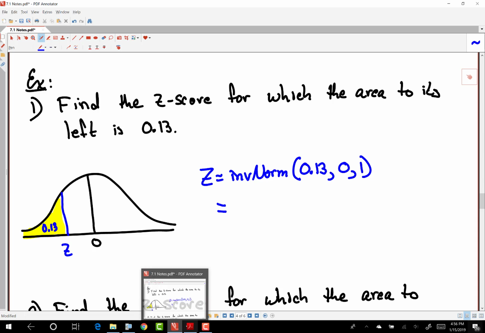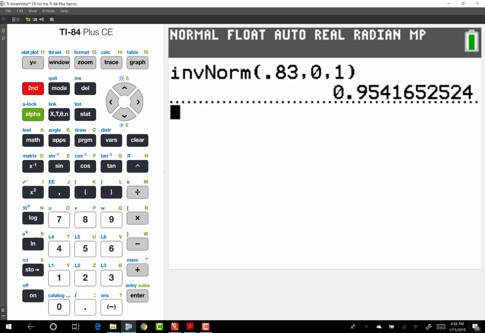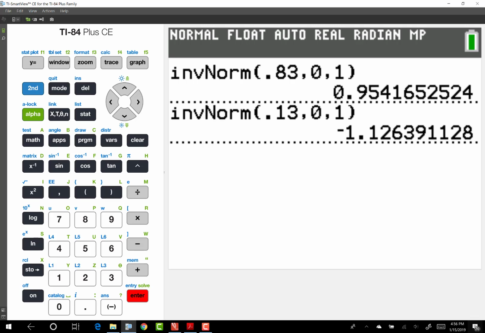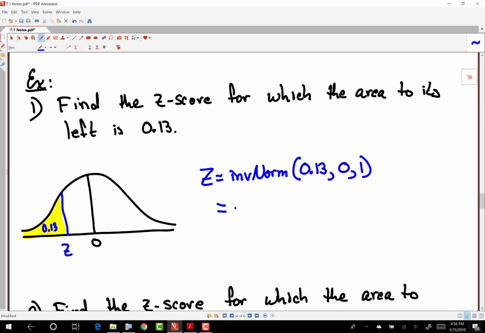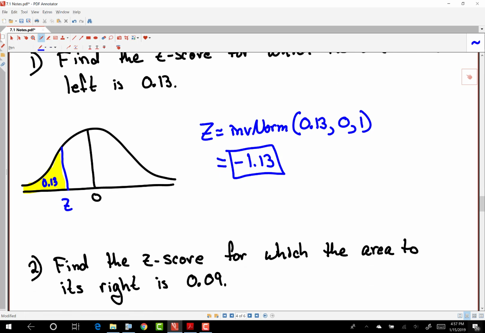And so that z-score is second vars number 3. So we have 0.13, 0, and 1. And so that z-score is negative 1.13. So here again, this illustrates why drawing the picture is important. We knew that we were expecting a negative z-score because the area has to be to the left. So if I'd gotten a positive number, that would have told me that I did something wrong. Okay, let's do another one.